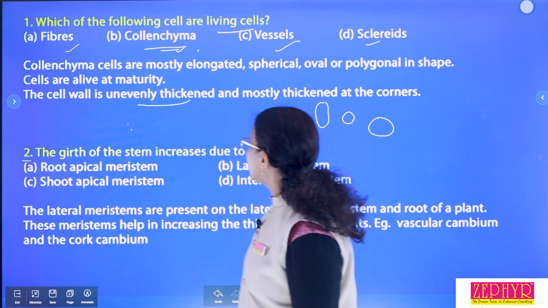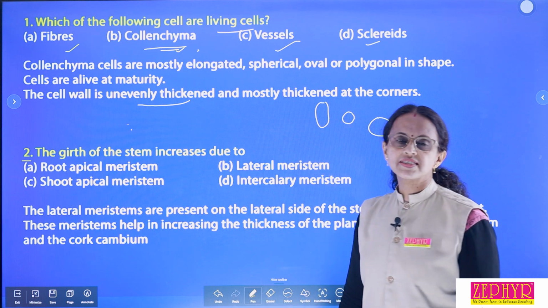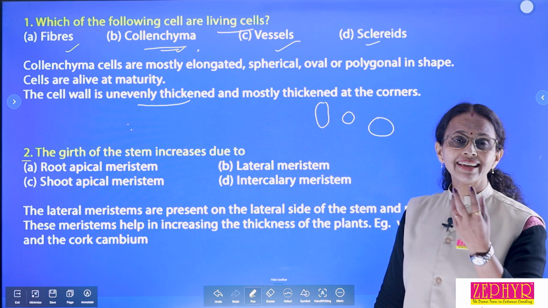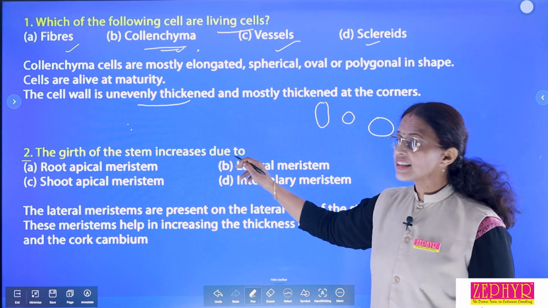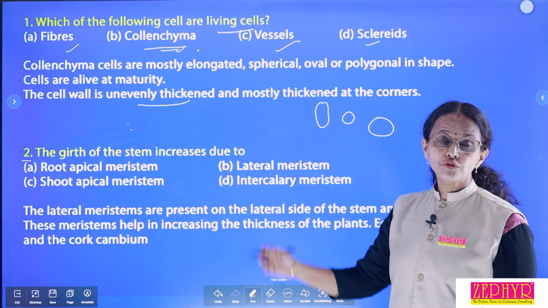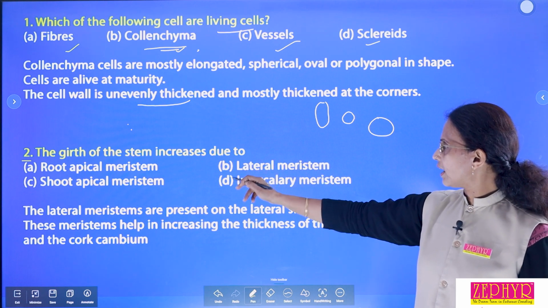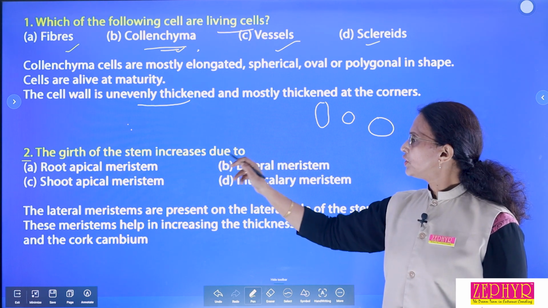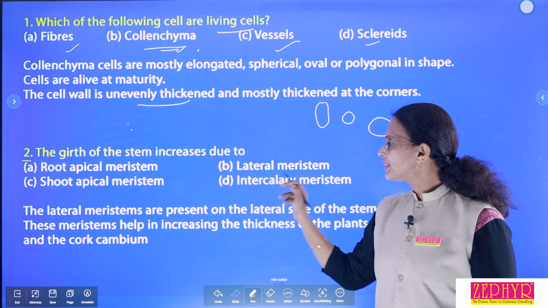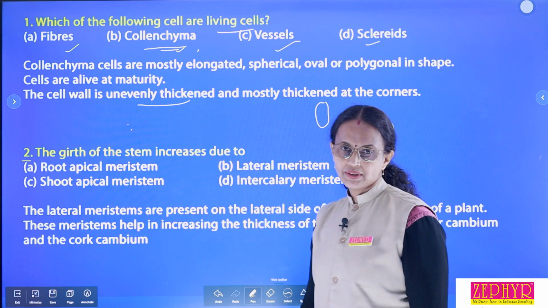Second one. The girth of the stem increases due to which kind of tissue? The thickness or the width of the stem increases due to which kind of tissue? Options are root apical meristem, lateral meristem, shoot apical meristem, intercalary meristem.